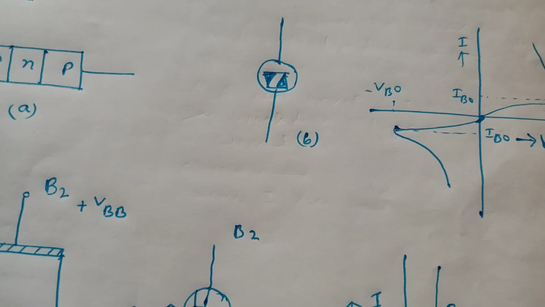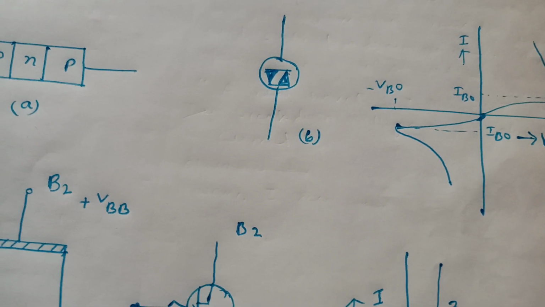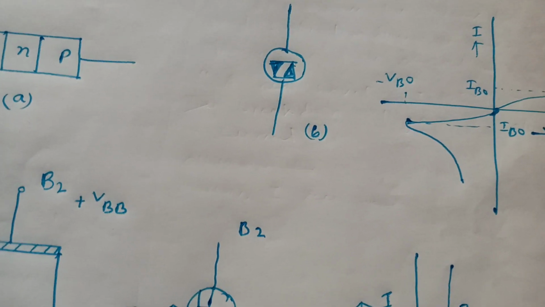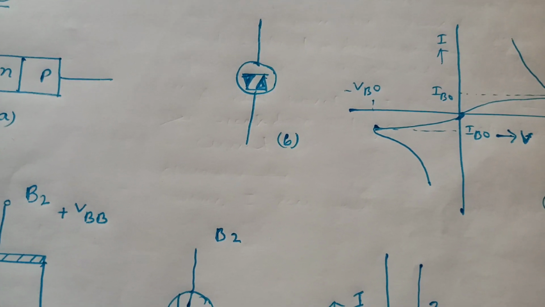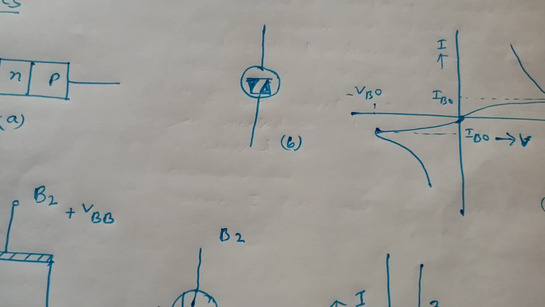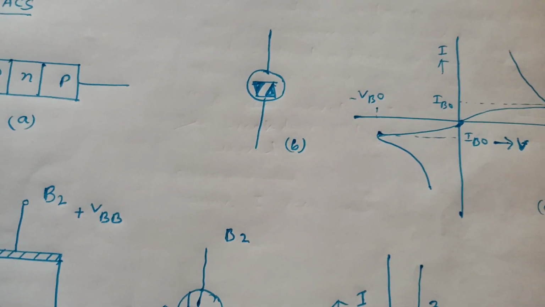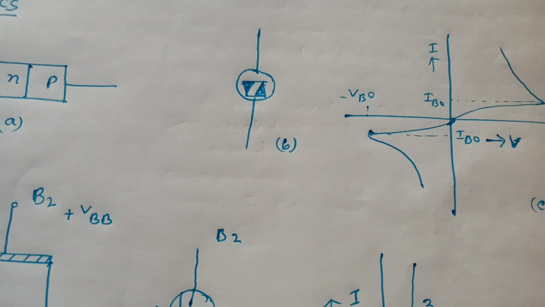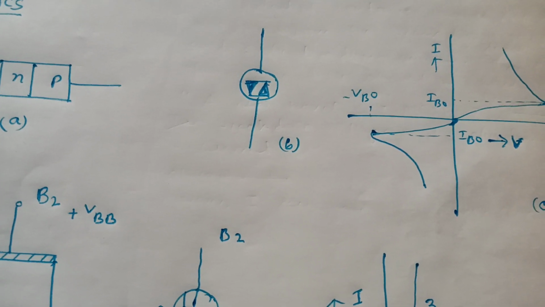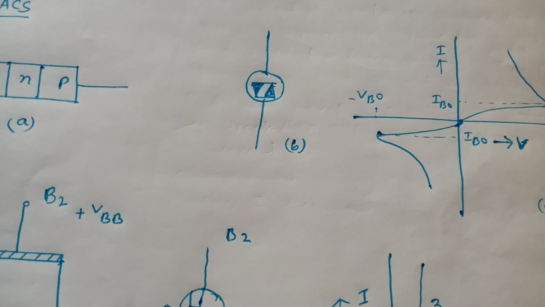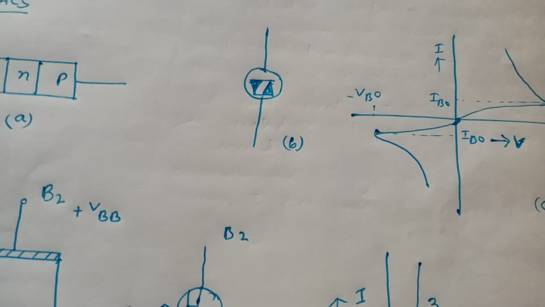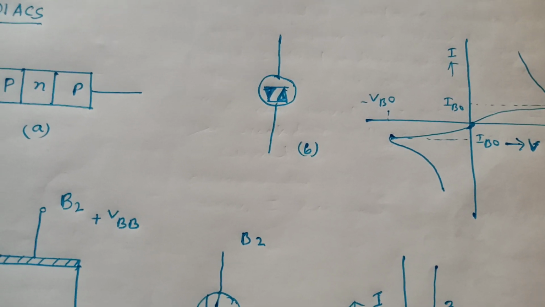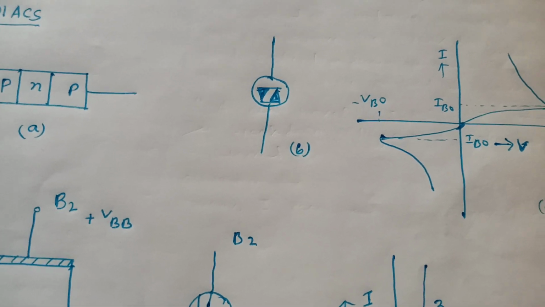The current flowing through the device is considered as IB0, where IB0 is the reverse saturation current, which is the leakage current of the reverse-biased junction. When the applied voltage reaches the avalanche breakdown voltage of the reverse-biased junction, junction breakdown takes place. The current increases rapidly.